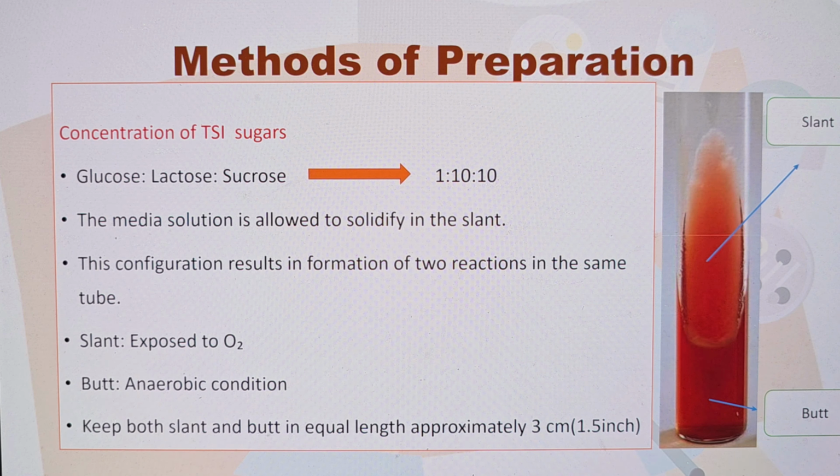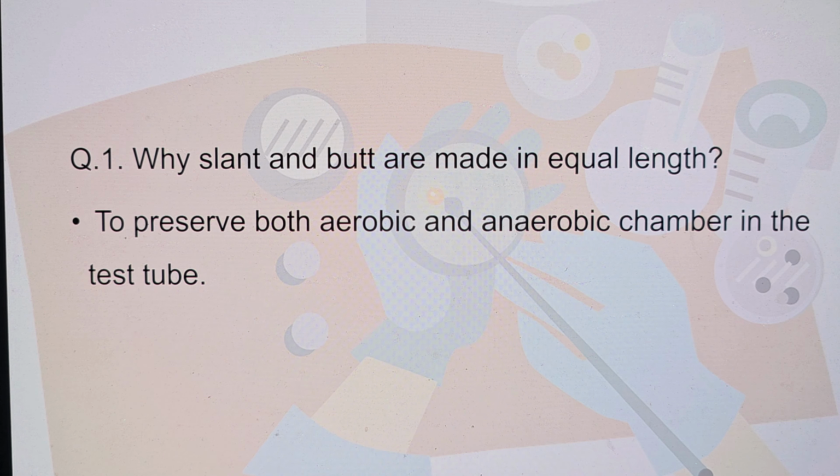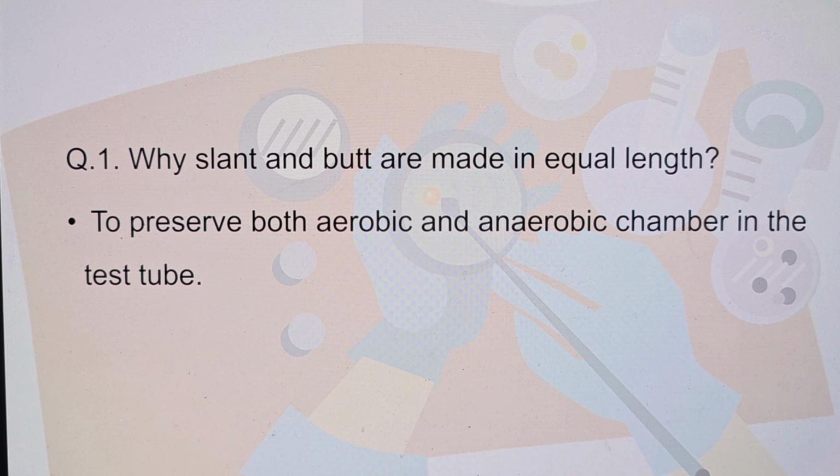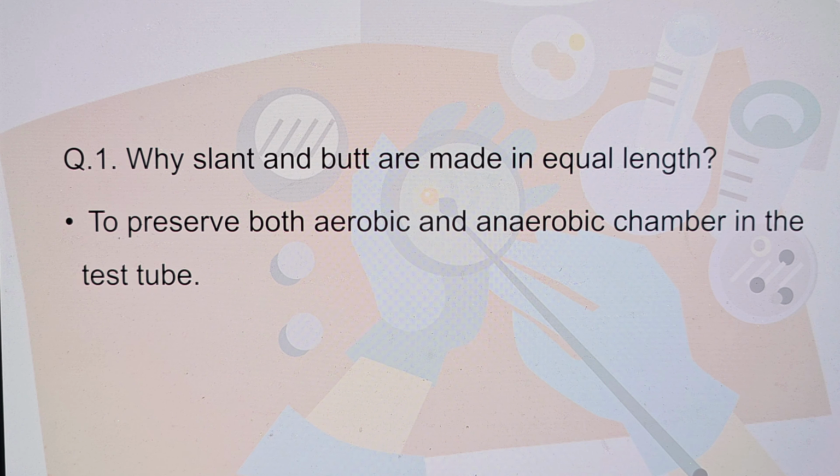The slant is mainly exposed to oxygen, so it creates an aerobic condition, but the butt is not exposed to oxygen, so it creates an anaerobic condition. Keep both slant and butt in equal length, approximately 3 cm. Why are slant and butt made in equal length? To preserve both aerobic and anaerobic chambers in the test tube.